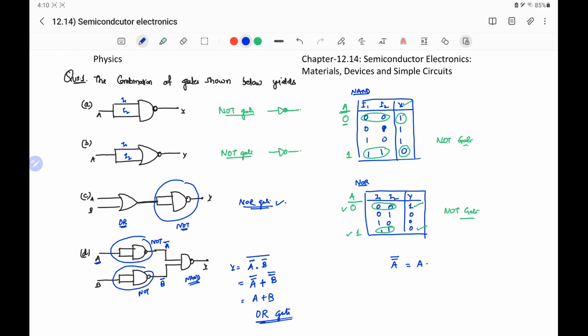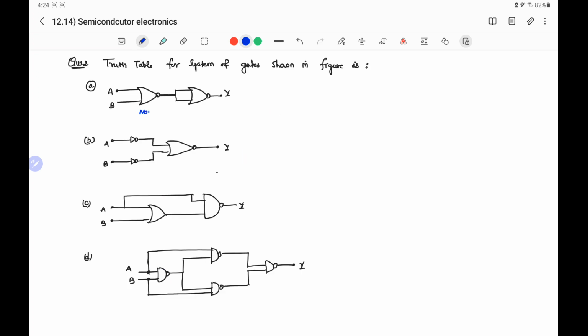Second question is, truth table for a system of gates shown in the figure is, part A shows the inputs A and B applied to a NOR gate, which is followed by a NOT gate. So a NOR gate followed by a NOT gate is effectively an OR gate. Therefore, the truth table will be, as we have already done, if inputs are 0, 0, 0, 1, 1, 0, 1, 1, then output will be 0, 1, 1, 1 for the OR gate.